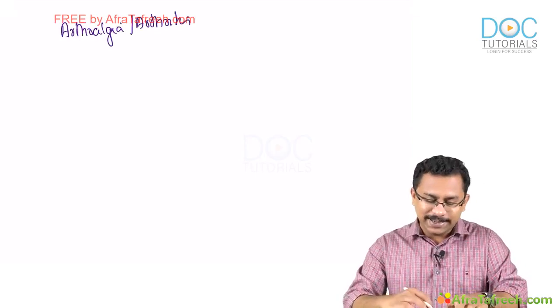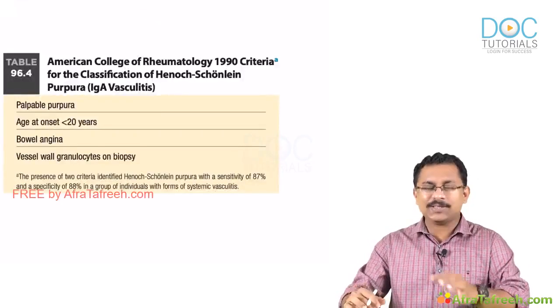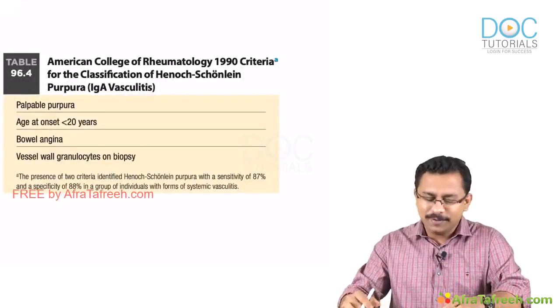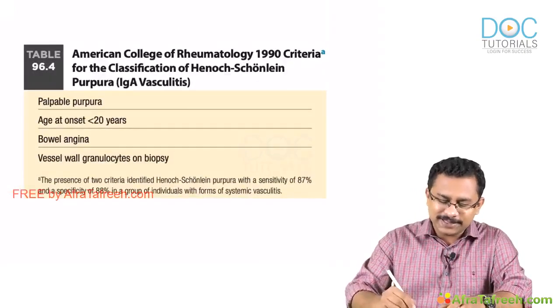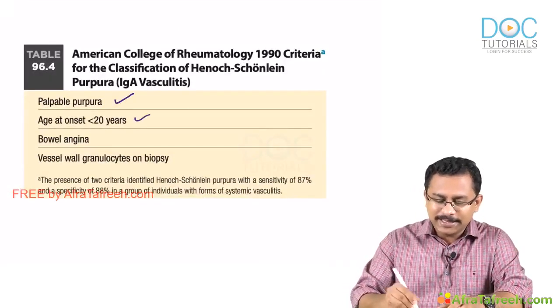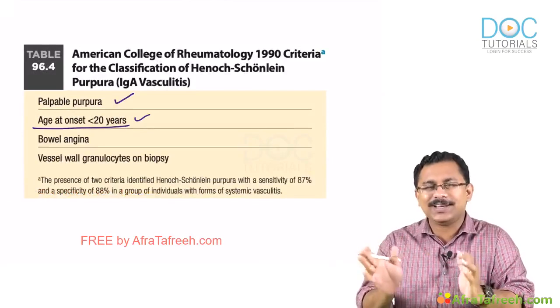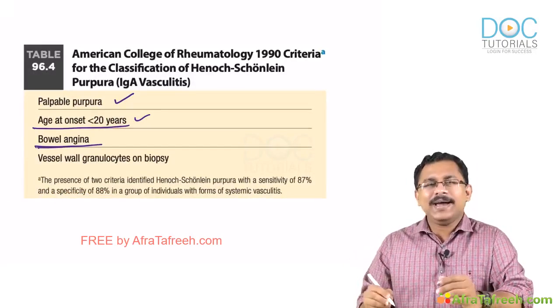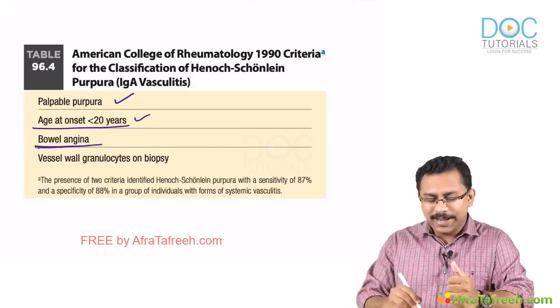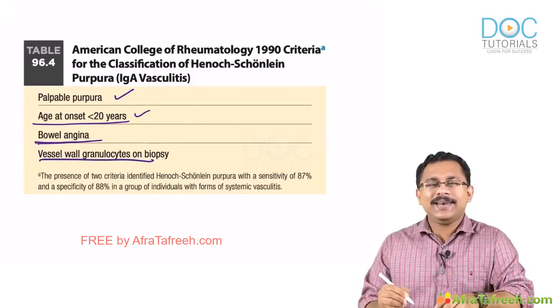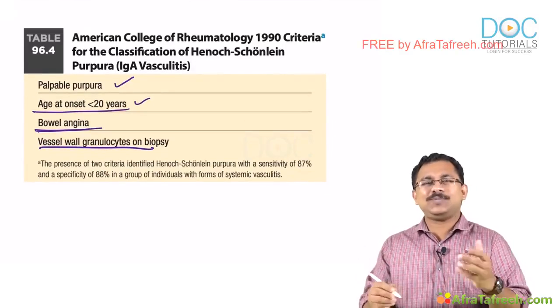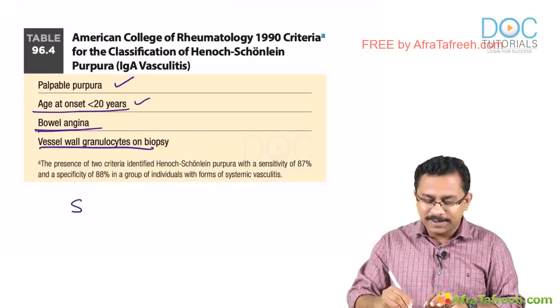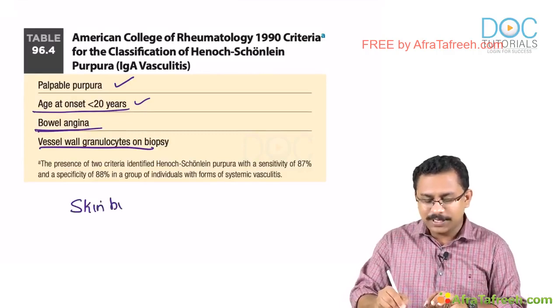Let's have a look at the diagnostic criteria of the ACR. It's an old criteria, but it is still followed. The most important features: palpable purpura, age of onset less than 20 years, we know it is roughly around 4 to 6 years, bowel angina, and biopsy. You can do a biopsy, and you commonly do it from the skin.